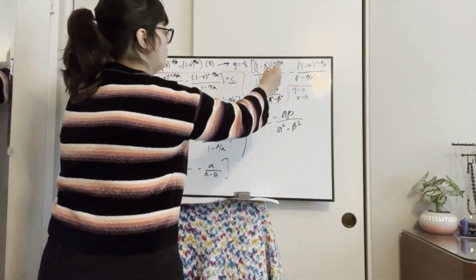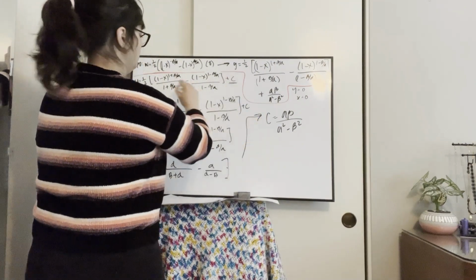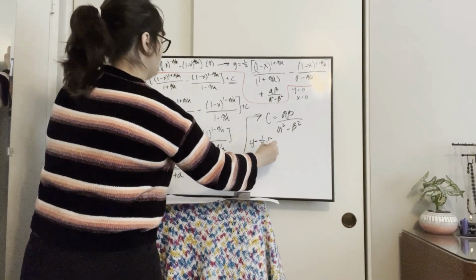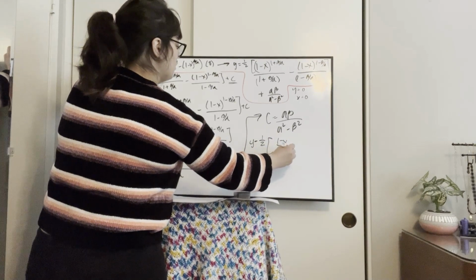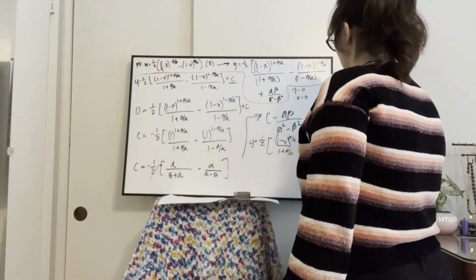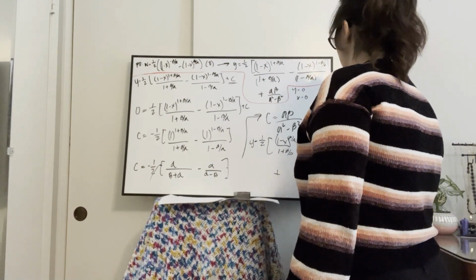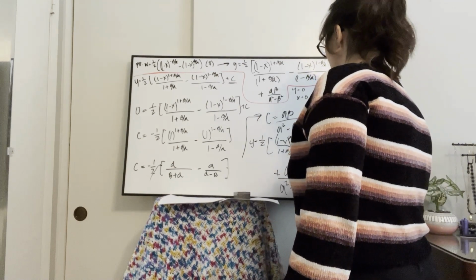So we're going to get this plus c. So y equals 1/2 times 1 minus x, minus 1 minus x to the beta over alpha and 1 minus beta over alpha, plus c, which is going to be alpha times beta over alpha squared minus beta squared.